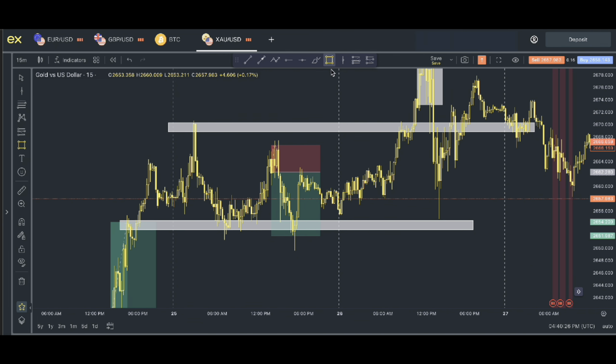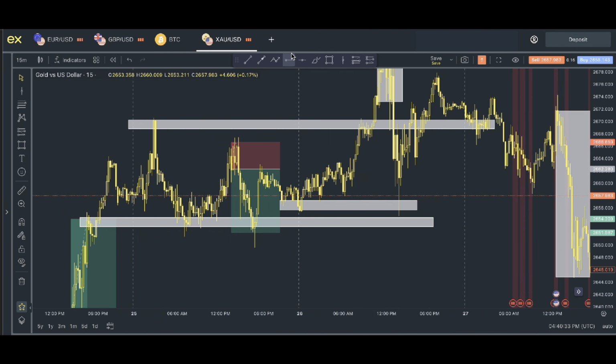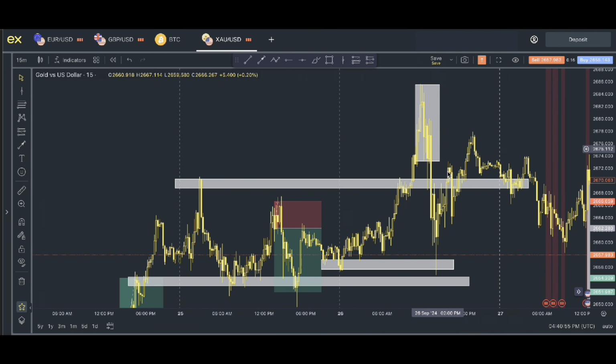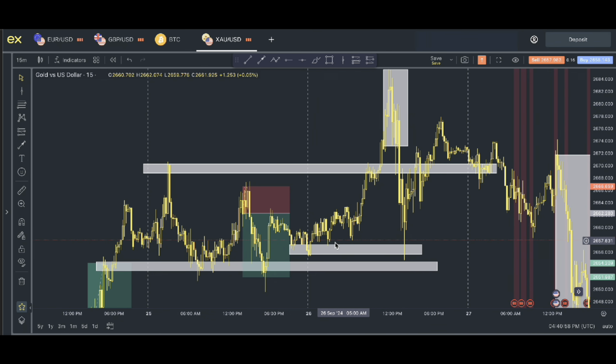Then we are having another minor support around here. You see, these two points, this and this, were my very point of interest. So guess what? Remember, we went through this support, which was going to be used as a resistance, but I knew this was just a fake out. And guess what? It came to retest on this level right here.